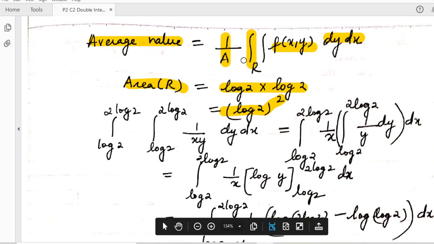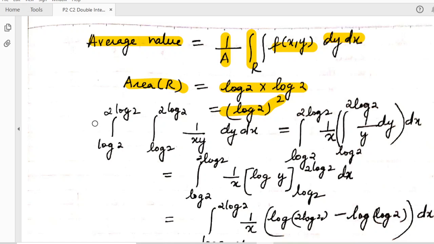So we get the value of capital A. Now we are finding the double integral of f of x, y dy dx. Here we already know the limits of x and y. The limit of x is from log 2 to 2 log 2. The limit of y is from log 2 to 2 log 2. Our f of x, y is 1 by xy, dy dx, is equal to.